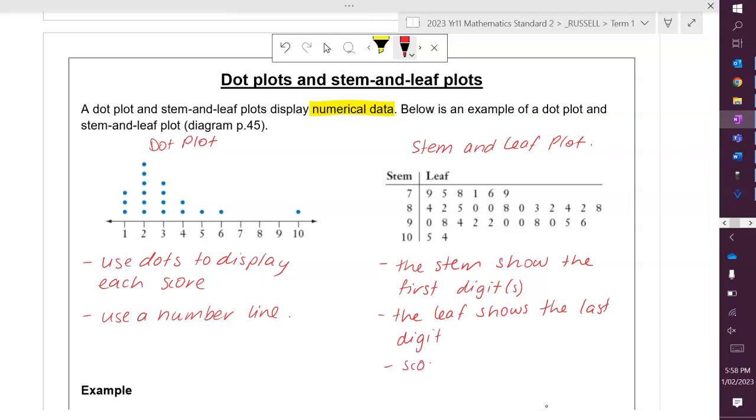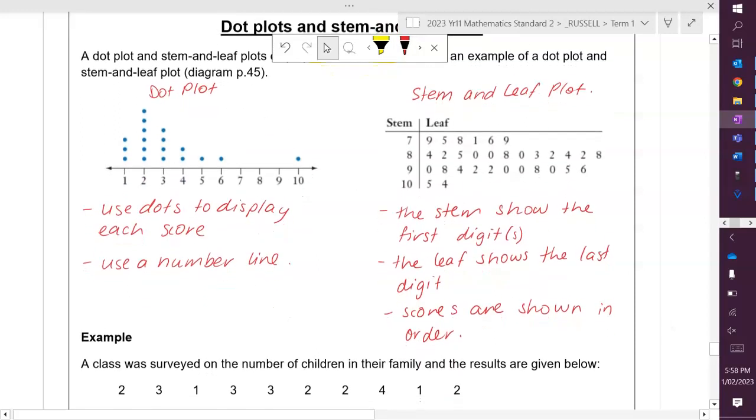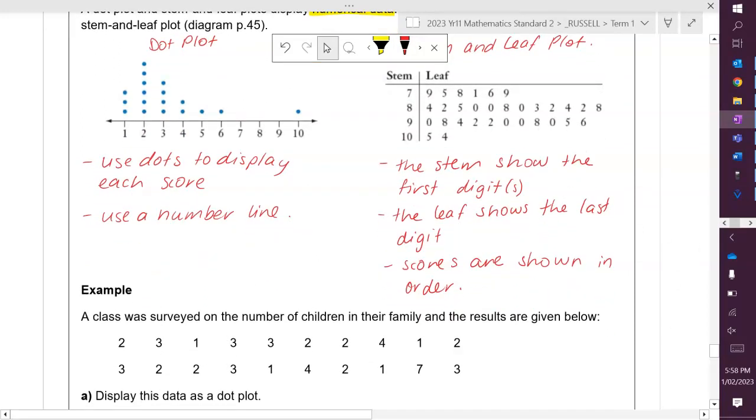And our scores are usually shown in order. Sometimes you might need to put them in numerical order, and the reason we have to do that is because that helps a lot with finding our range, the mode, the median, and things like that. So we've got an example here saying a class was surveyed on the number of children in their family and the results are given below.